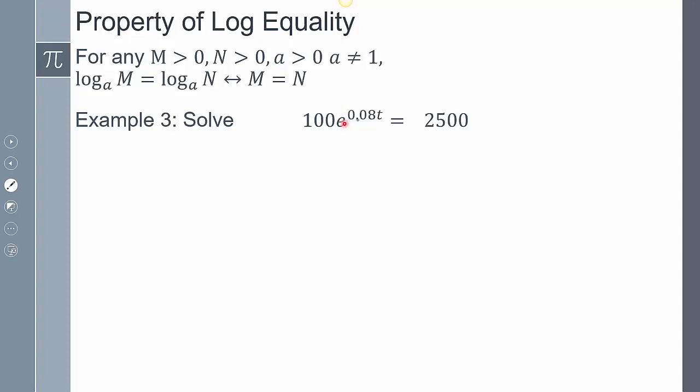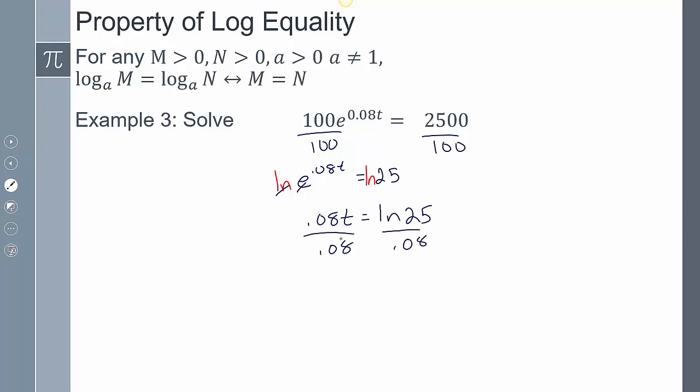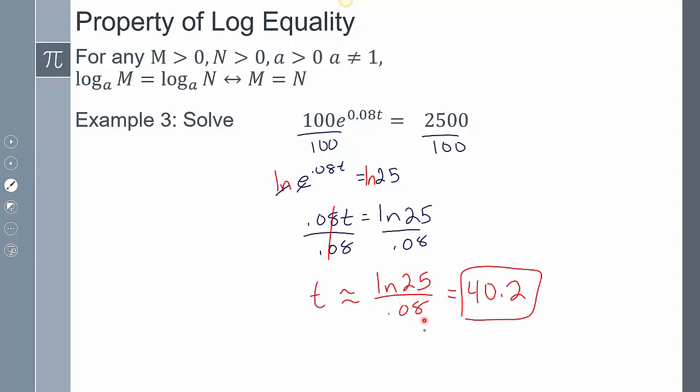On this next one, before we apply this property where we take log to both sides, you want to make sure that there's nothing in front of it. So I don't want anything in front of my e. So I'm going to divide both sides by 100. And so I get e to the 0.08t equals 25. Now to cancel out that e, I want to take ln to both sides. So now ln and e will cancel out, and so I get 0.08t equals ln 25. Divide both sides by 0.08, and so I'm going to get t equals ln of 25 over 0.08. That simplifies into 40.2.